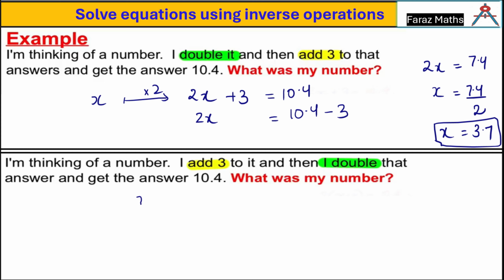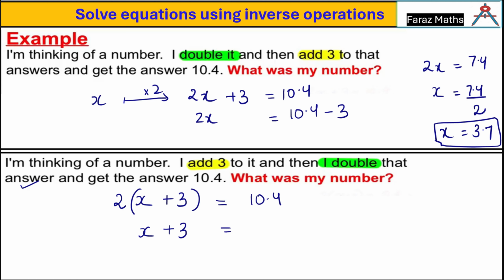I am thinking of a number, which means x. I add 3 and then I double that. It means you have to make it double: x plus 3 and then double that. Answer and get the answer 10.4. What was my number? So if anything multiplies on the left side, you can divide it on the right side because we have to find x. So that's why we have to make x alone on the left side.